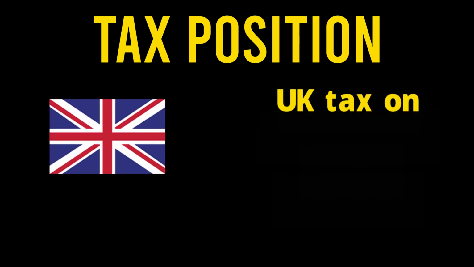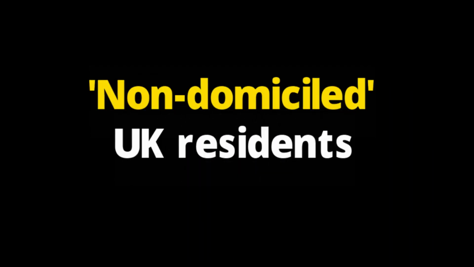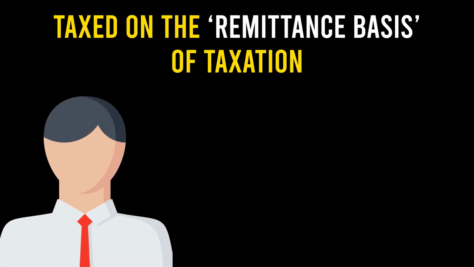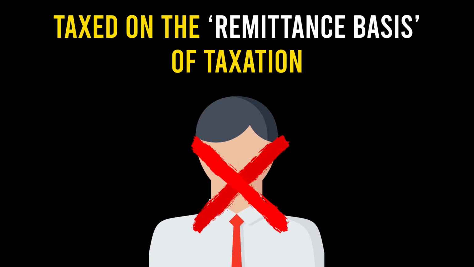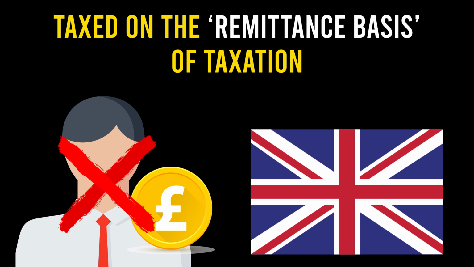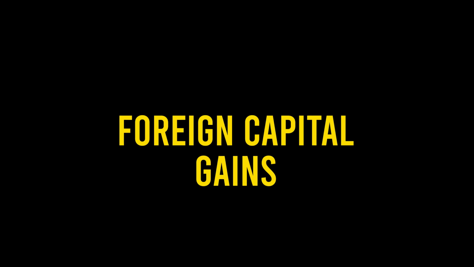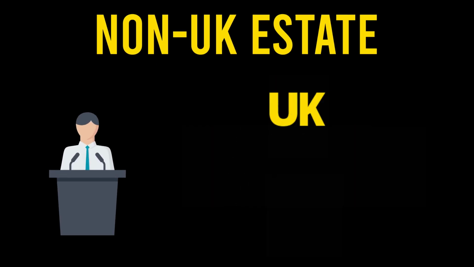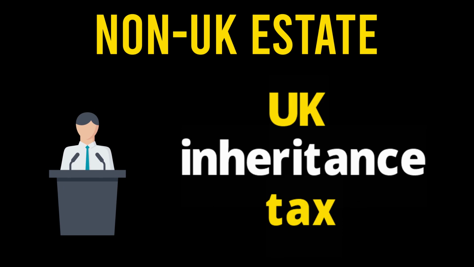Now, how does this interact with the tax position and whether you need to pay UK tax on your foreign income and gains? Essentially, as a UK resident, if you have your permanent home or domicile outside of the UK, then you can choose to be taxed on the remittance basis of taxation. This means that you're not liable to UK tax on your foreign income unless it's brought into the UK, i.e. remitted to the UK. The same applies to your foreign capital gains, for example, if you sell shares or a second home abroad. Also, your non-UK estate is generally speaking outside of the scope of UK inheritance tax, although advice needs to be taken on that separately.